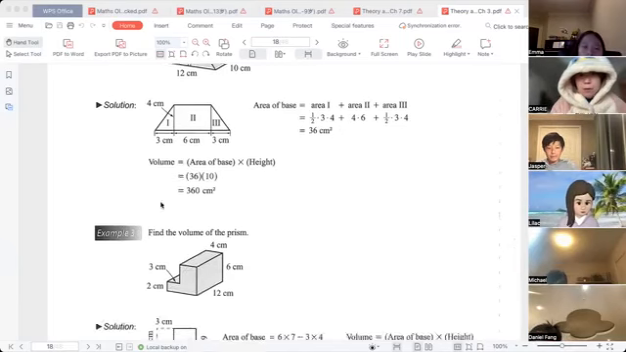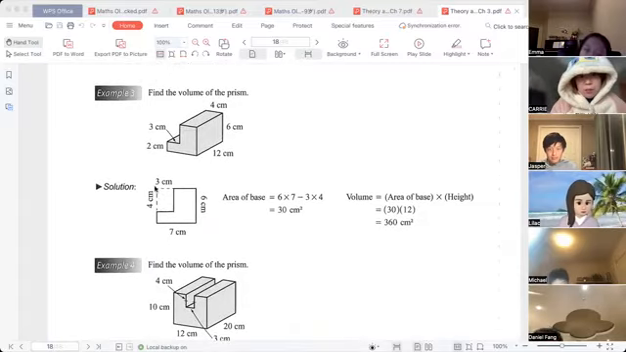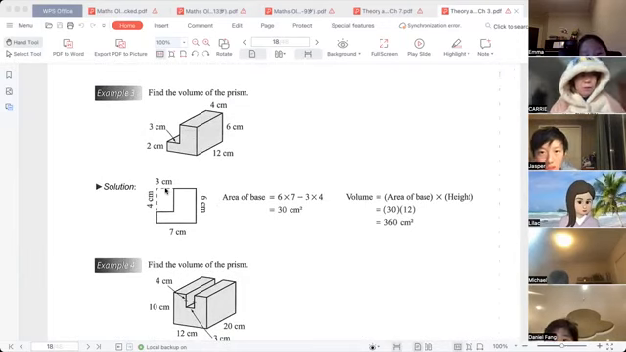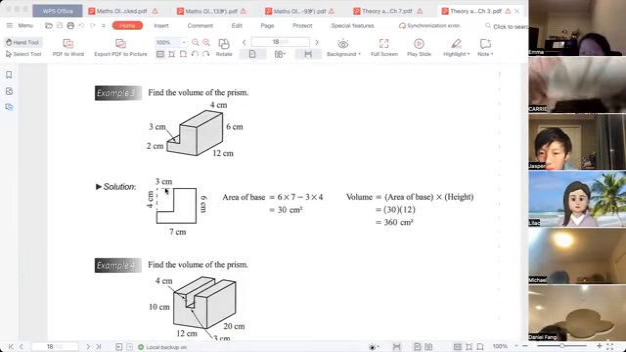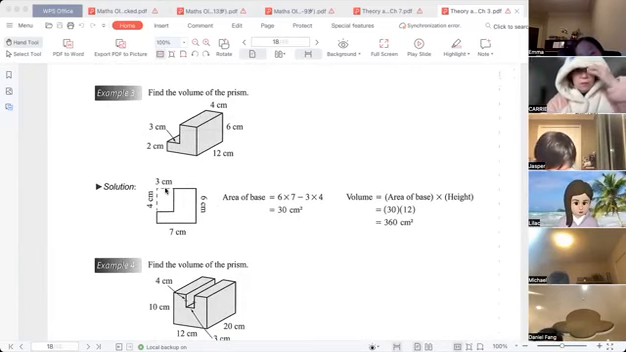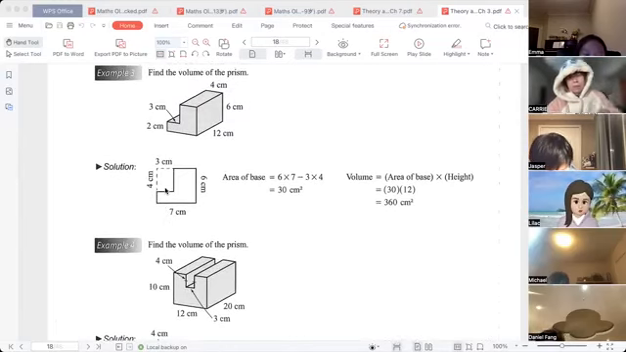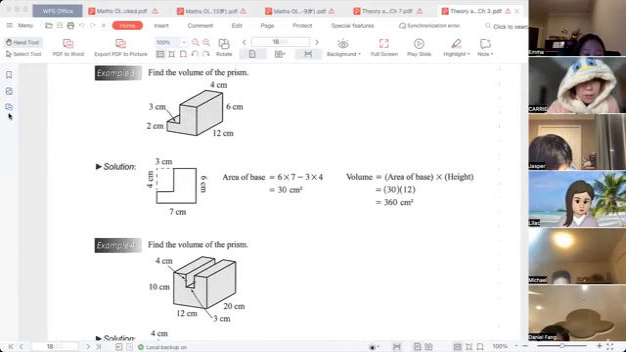Okay. So if you understand this one, there's also another way, okay? You can make them a whole square and subtract this part which is not actually existing. So it makes the calculation maybe a little bit easier. Okay, so let's take number 4. Find the volume of the prism. Okay, again, number 4. I'm going to block the answer and I want everybody to try to do it yourself. Okay.